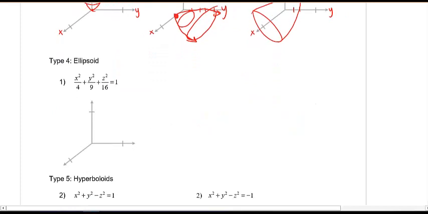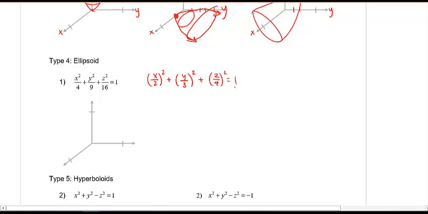Oh, type number 4. What's this thing? The ellipsoid? What is that? Well, think about what you learned in conics once again. Do you remember how this looks like x over 2 all squared, y over 3 all squared, z over 4 all squared equals 1?